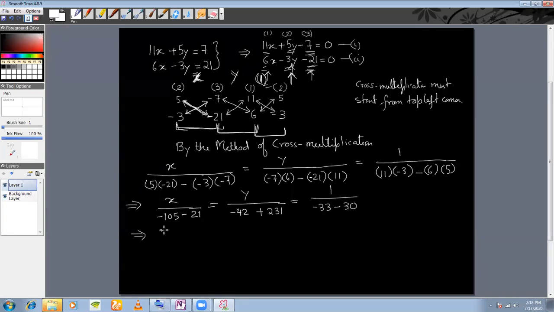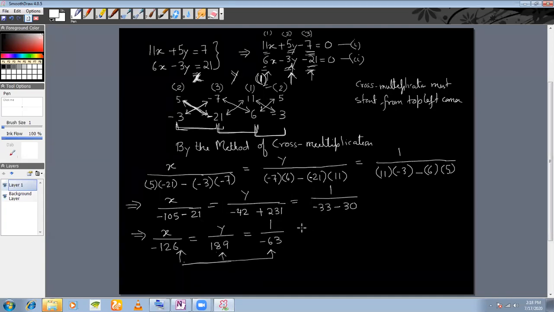Now let's simplify a little more. I get x by minus 126 is equal to y by 231 minus 42, which is 189, and 1 by minus 63. So what am I getting? I'm getting three equalities, right? These three equalities I'm getting.